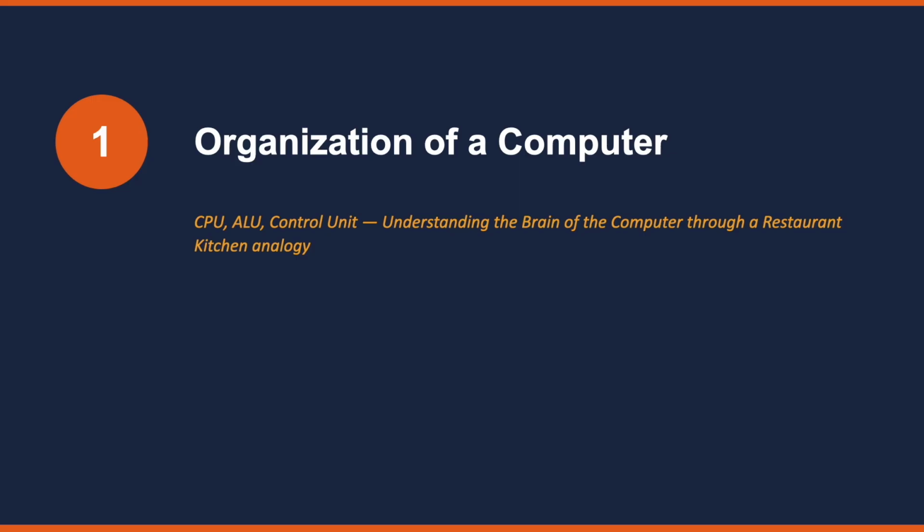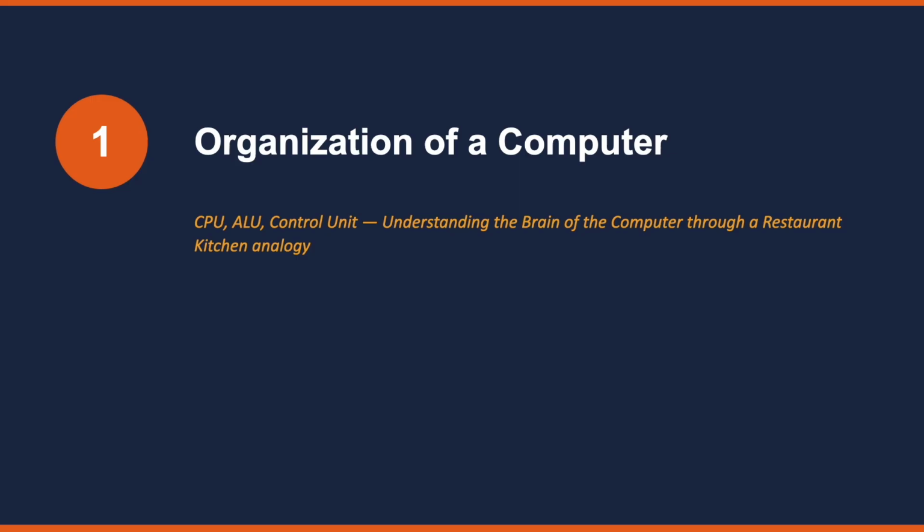The first person is the manager. The manager tells everyone what to do and when to do it. The manager does not cook anything. The manager only coordinates. This is the control unit. The second person is the chef. The chef does the actual cooking, chopping, mixing, measuring ingredients. This is the ALU, the arithmetic logic unit.